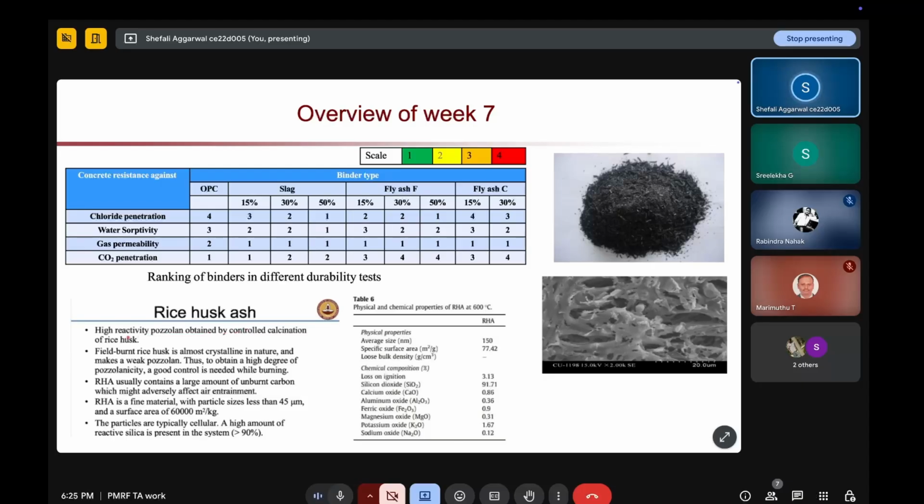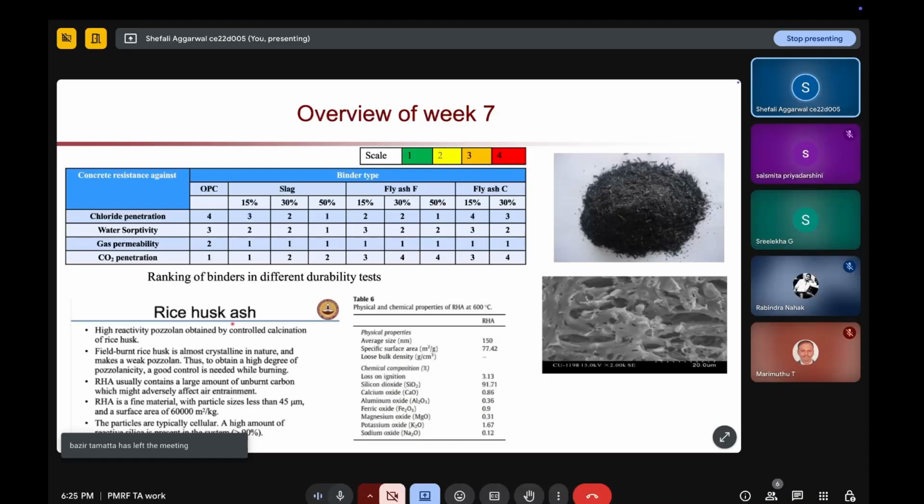It is a highly reactive pozzolan obtained by controlled calcination of rice husk. In India, we are mostly an agricultural area, so we have a lot of rice husk, and this is one type of waste material which can be used for concrete replacement. These are the different physical and chemical properties of our rice husk ash. This is how exactly rice husk ash looks, in an SEM analysis figure.